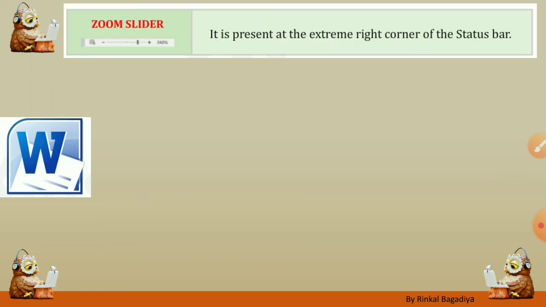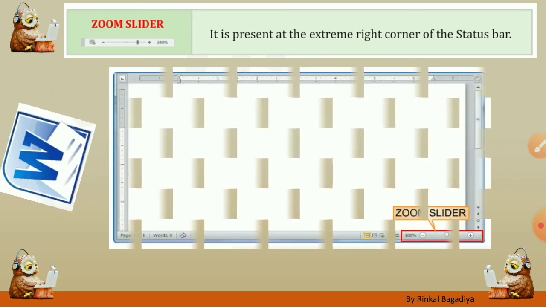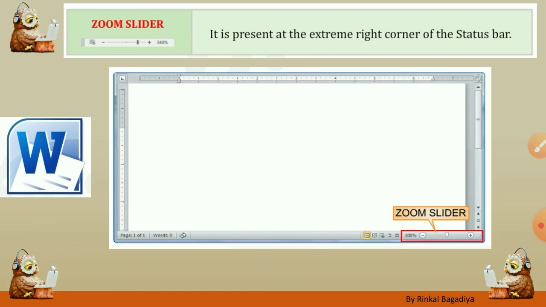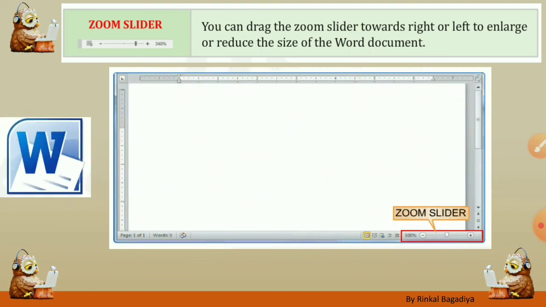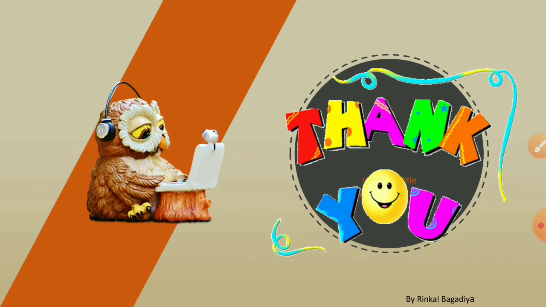Next is the zoom slider. It is present at the extreme right corner of the status bar that we have already seen in the status bar. Using this, we can increase or decrease the size of our document, or we can say that we can enlarge or reduce the size of the Word 2010 document. So this is the zoom slider bar. This is all about the MS Word 2010 components. You can use all these components when you are working in Word 2010.